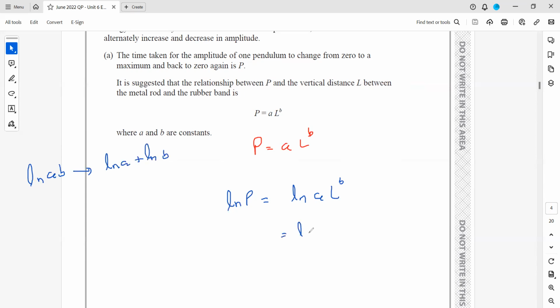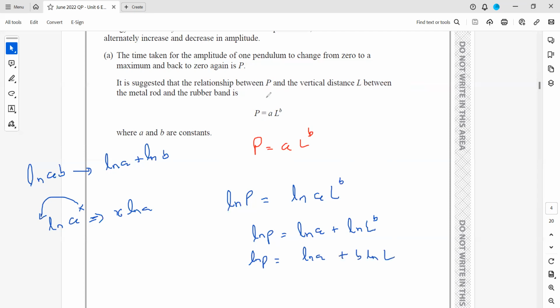So we'll write this as ln P equals ln A plus ln L^B. Then whenever inside ln one of the quantities is raised to a power, like A raised to power x, we write x ln A. The power becomes the coefficient. So we can say ln P equals ln A plus B ln L. We want the two quantities, the vertical distance L and the time P. A and B are the constant values.